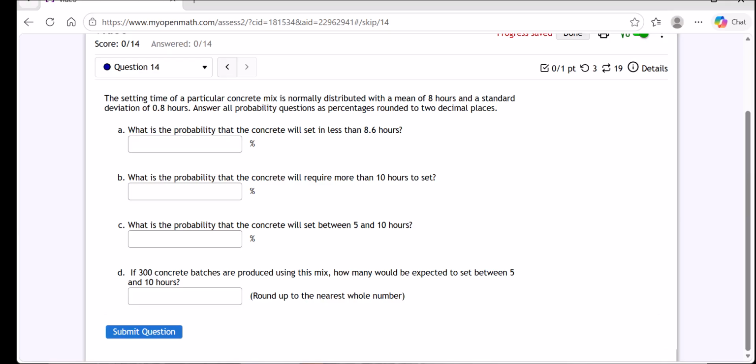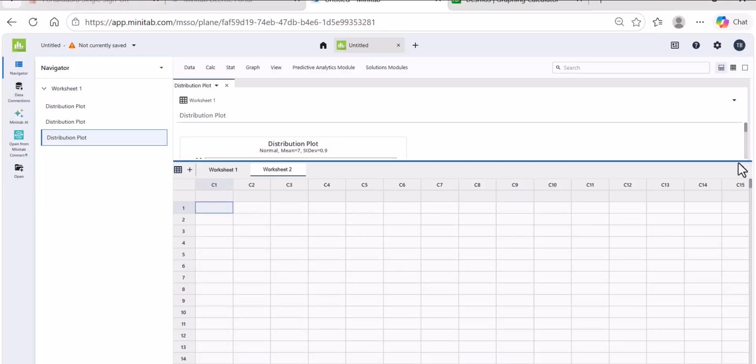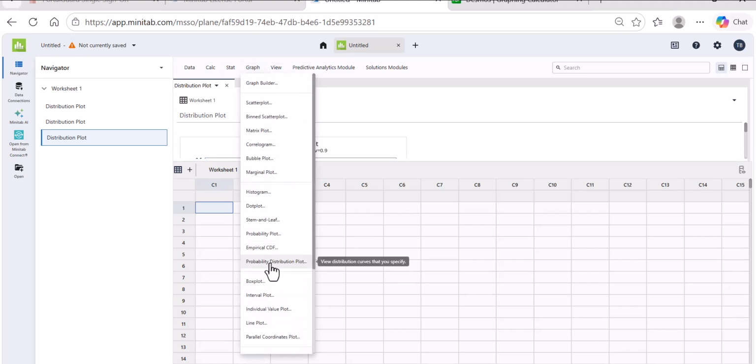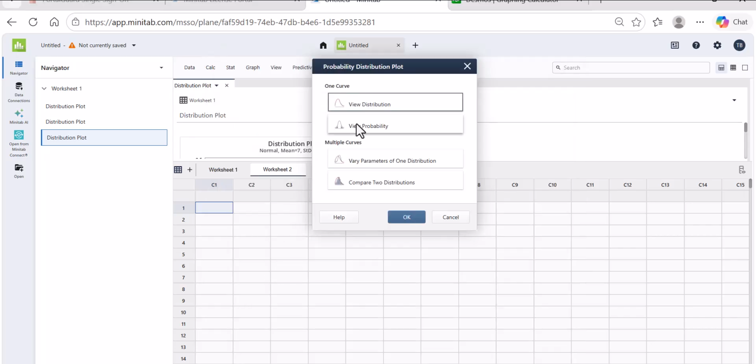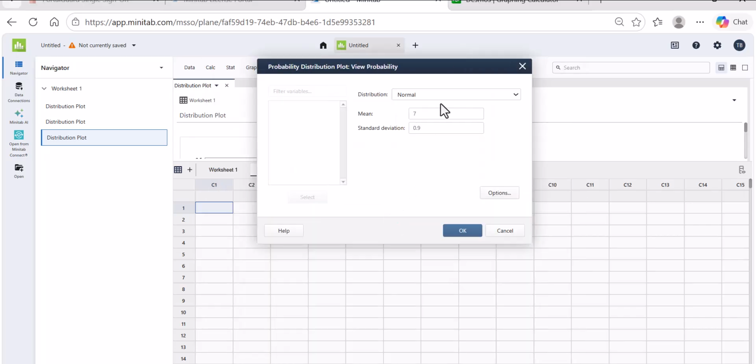To answer all of these questions, we're going to go over to Minitab. There are a couple of different ways we could go about getting these answers, but I like the visual graph to go along with the answers, so in each case I'm going to go to graph. Then I'll go to probability distribution plot and view probability. By default, it's going to come to the normal distribution, but we have to put in the mean and the standard deviation. We were given a mean of 8, and we had a standard deviation of 0.8.